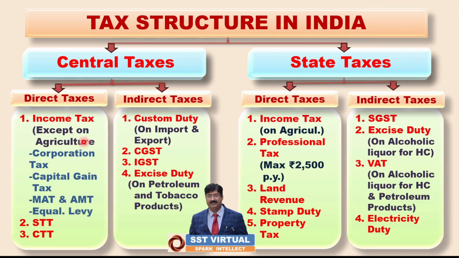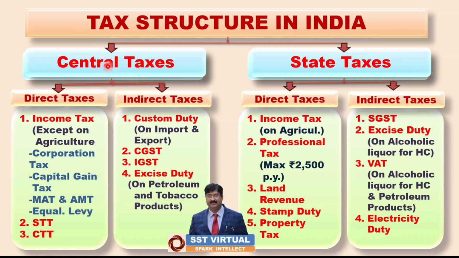Then equalization levy. Equalization levy is levied at the rate of 6% on online advertisement services given by the NR, non-residents, and at the rate of 2% on e-commerce transactions. Then the STT, securities transaction tax, which is levied on purchase and sale of securities listed on the stock exchange. Then CTT, commodity transaction tax, which is levied on commodity derivatives on sale side only.